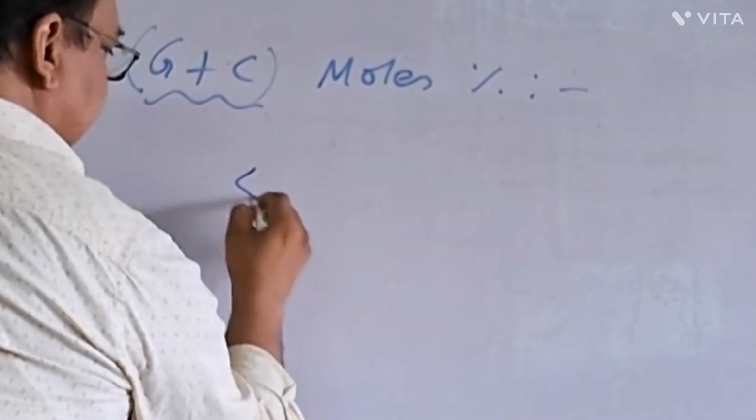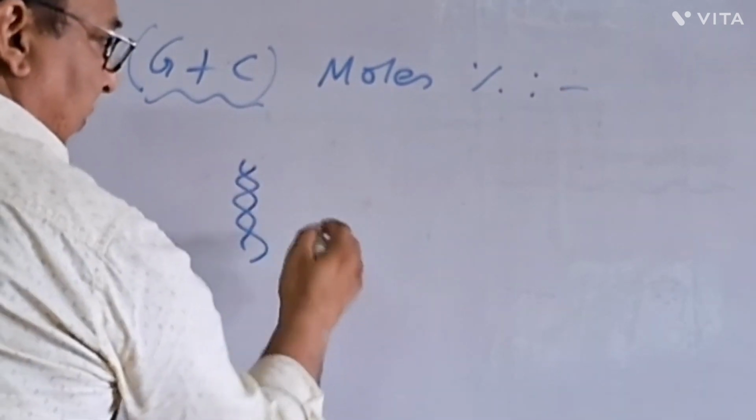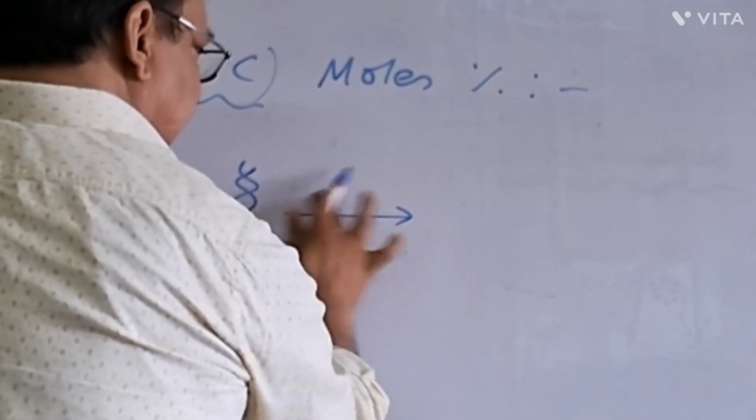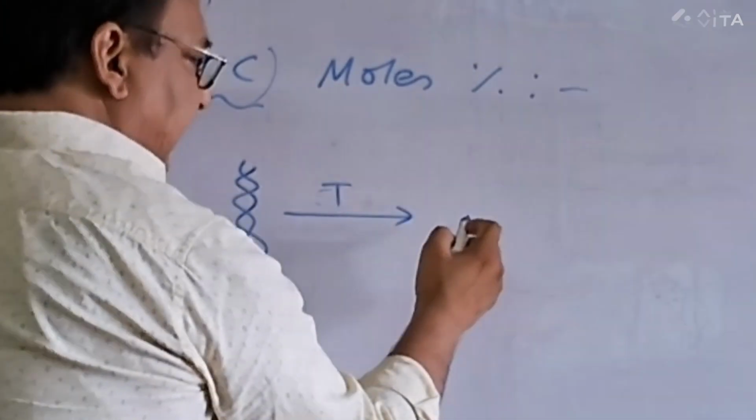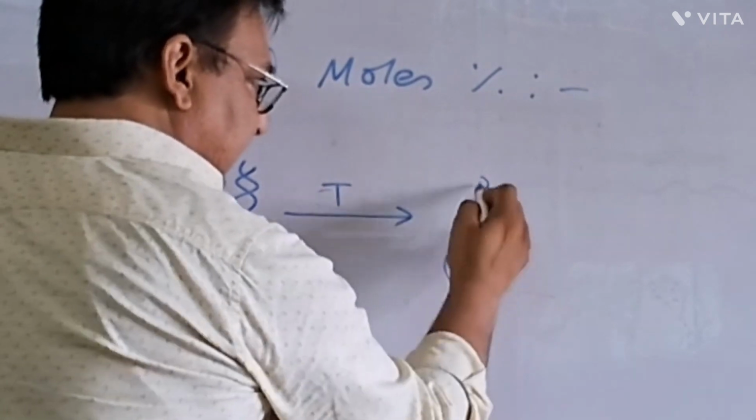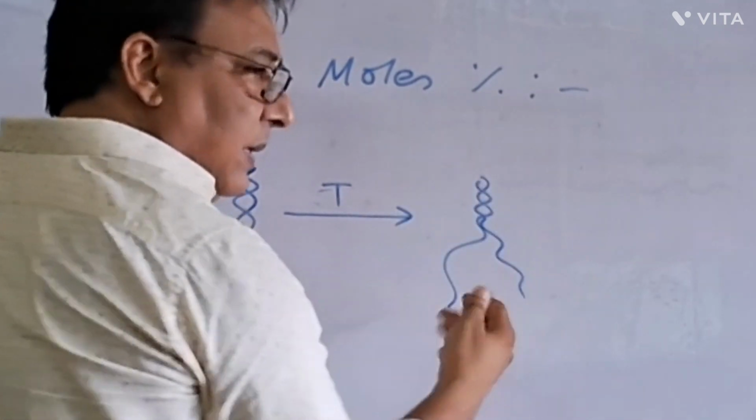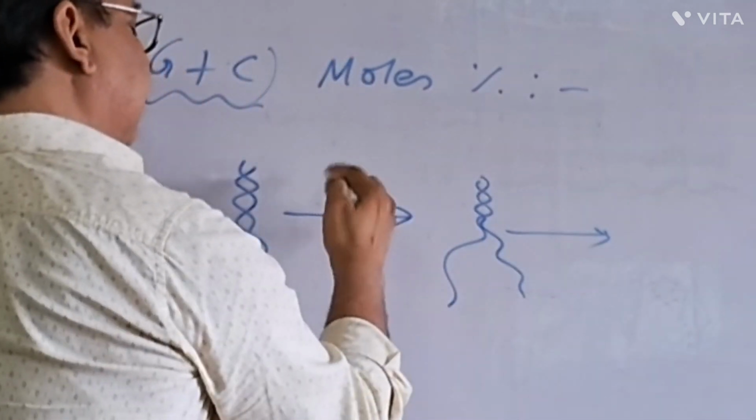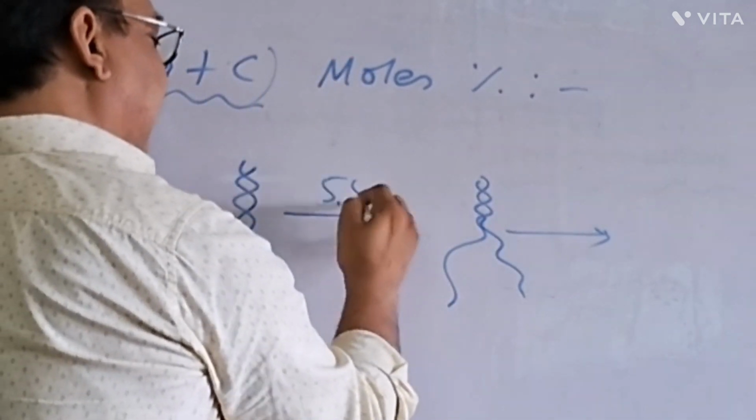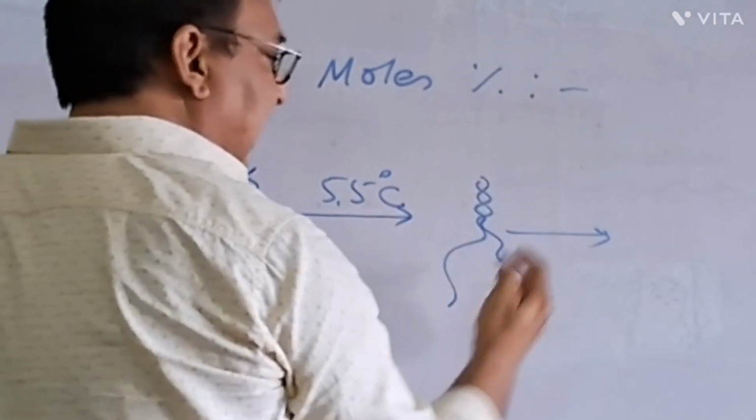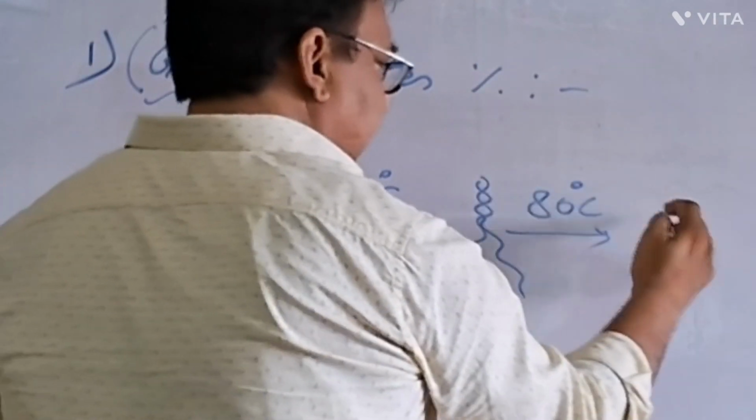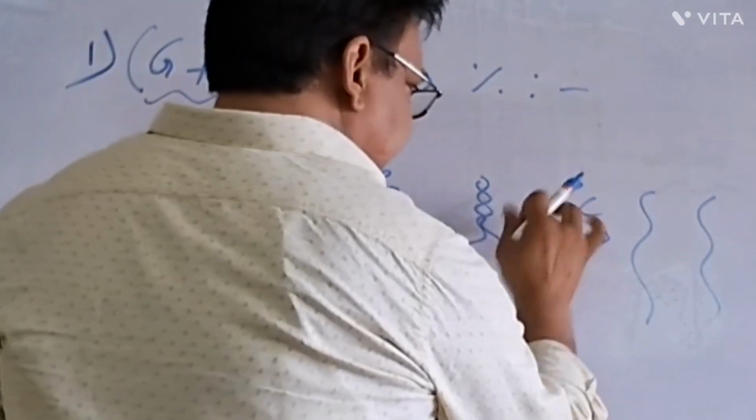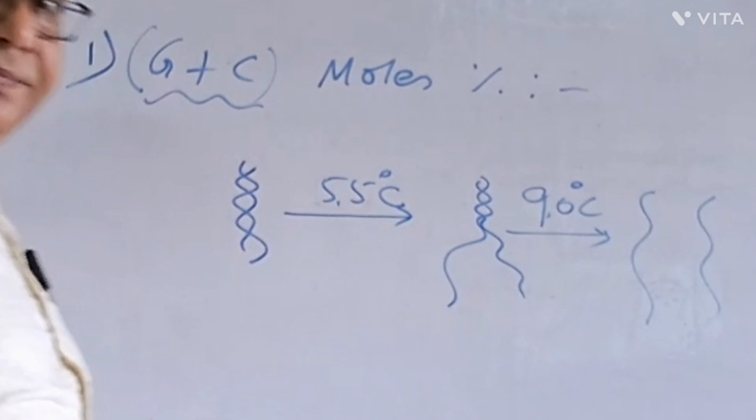So this is a double-stranded DNA, say, for example. When you are increasing the temperature, what happens? The DNA gets melted like this. It is getting separated. And ultimately, if you raise the temperature to maybe 55 degrees centigrade, it is like that. At 80 degrees centigrade, it has almost all separated. Or if you raise to 90 degrees, it will completely get separated like this.